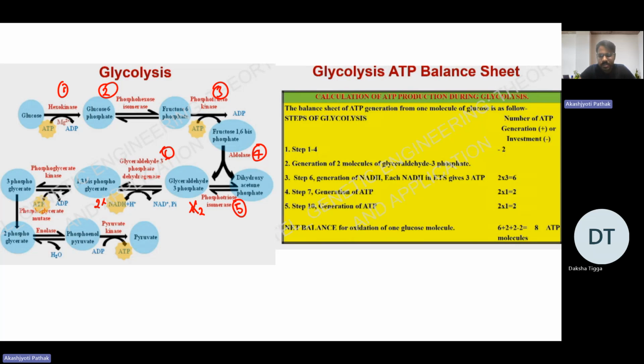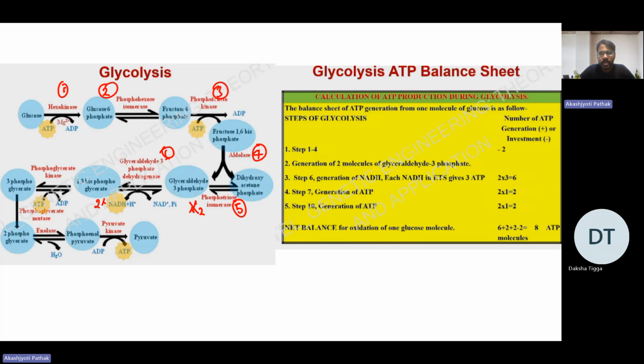So remember the steps. Like glucose to glucose 6-phosphate, your ATP will be required, and fructose 6-phosphate to fructose 1,6-bisphosphate. So in the first step and the third step, your ATP is getting utilized, and in which steps is your ATP getting produced?